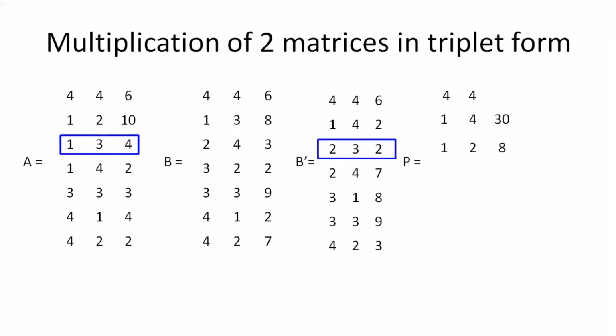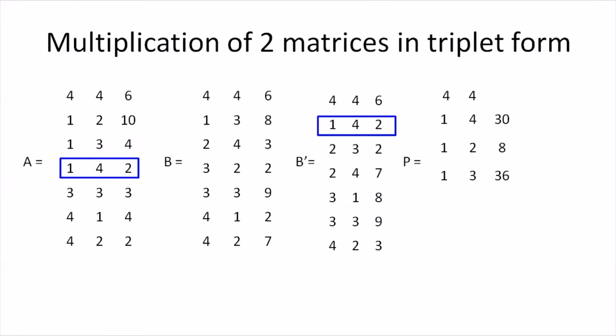The process continues, and for again this row of matrix B dash, we find that the second column of matrix A and matrix B match. Therefore, again 1, 3 gets copied into the resulting matrix P, and the product of the non-zero elements, that is 4 and 9, that is 36, gets stored in the corresponding row in the resulting matrix P.